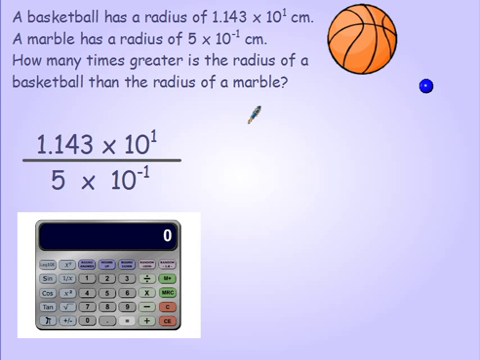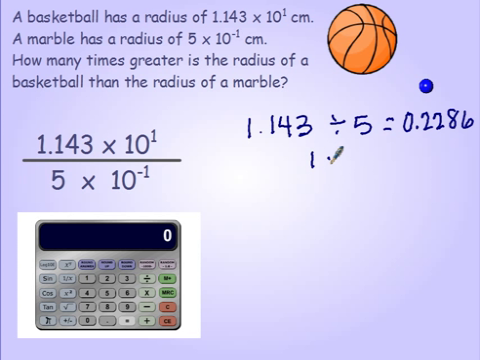To do this, remember, we're going to divide our coefficients. 1.143 divided by 5 gives me 0.2286. We also need to subtract our exponents. I have 1 in my numerator minus a -1 in the denominator. The double negative changes to a plus, and 1 plus 1 is 2. So my answer is 0.2286 times 10 to the 2nd power.